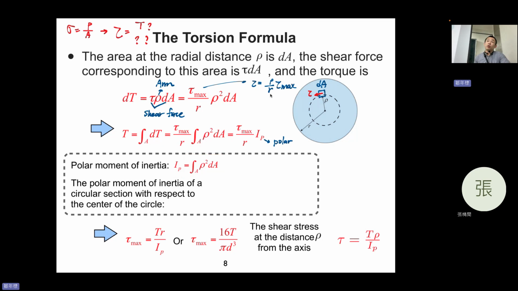The definition of IP is rho squared with the area integration. So what will it be? Let's take a look. It's a little bit difficult, but don't worry about that. I will show you step by step. So rho squared dA.